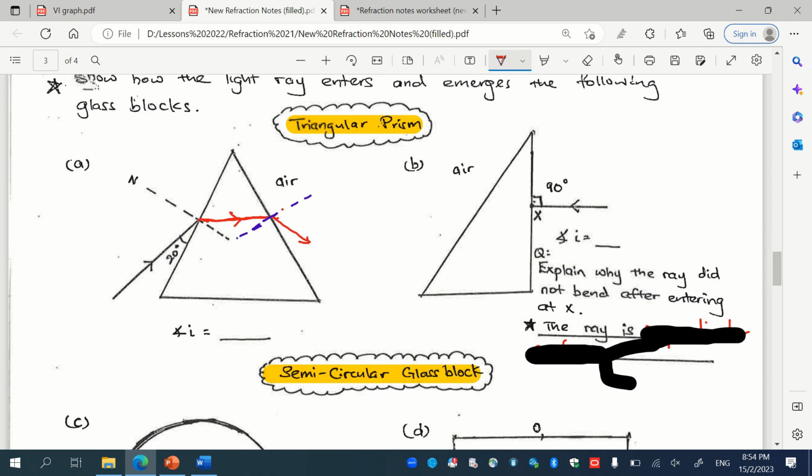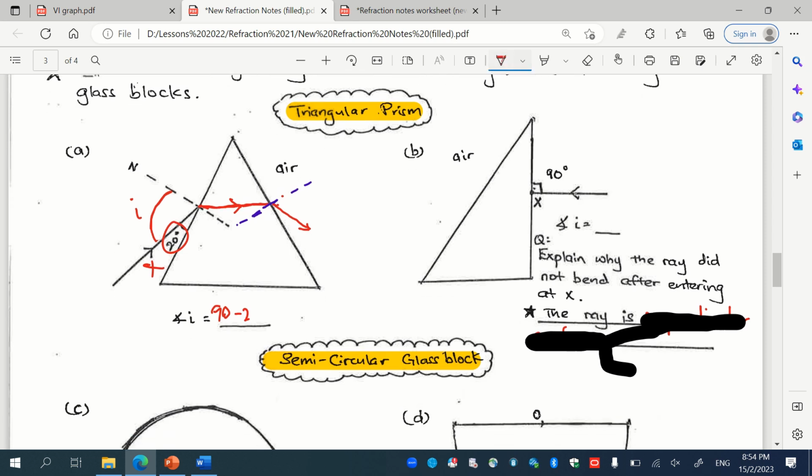Okay, so solve. What is the angle I? Is angle I 20 degrees? Wrong. Remember, angle I is between the incident ray and the normal line. This is my angle I, which means it's 90 minus 20 equals 70. 70 degrees. The degree must be put down.